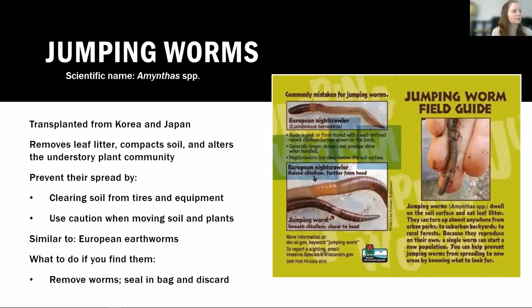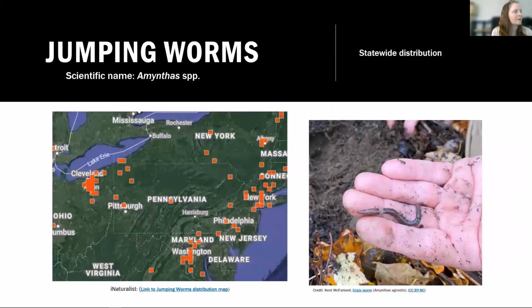Next slide, please. The jumping worms are being reported from more and more places. The map on the left is from iNaturalist. And so it is being found a lot more in the region and in a number of places around Pennsylvania. So that's one to watch for. Next slide, please.